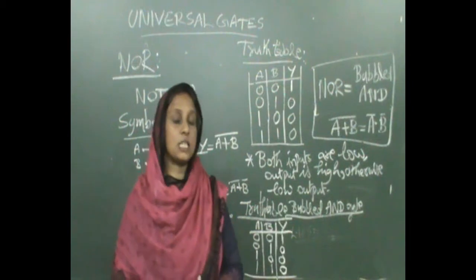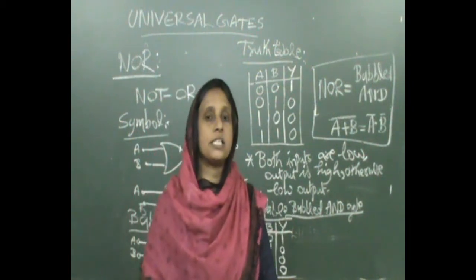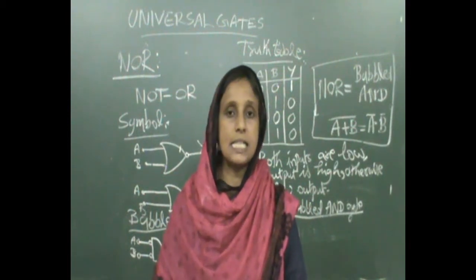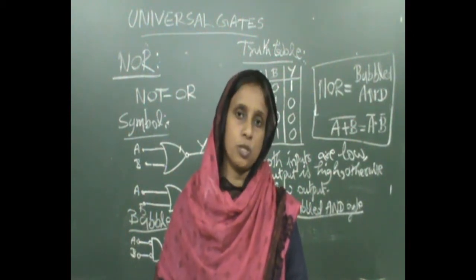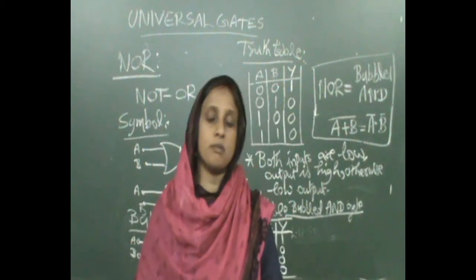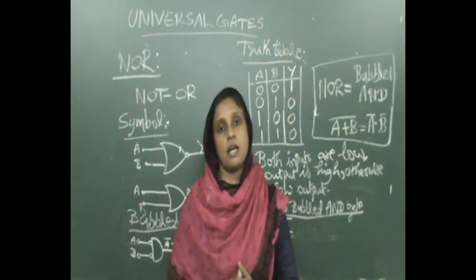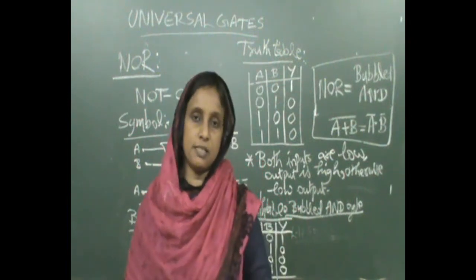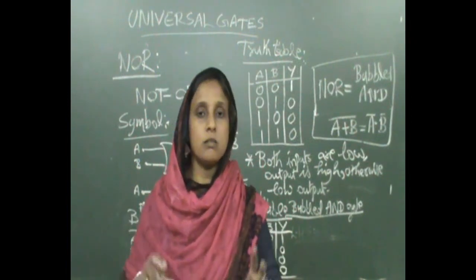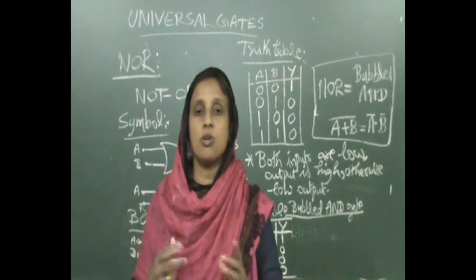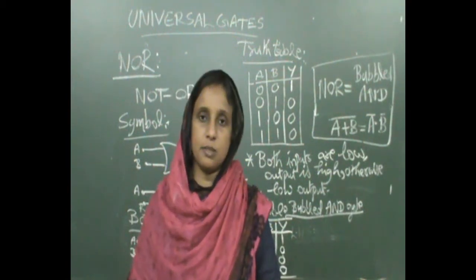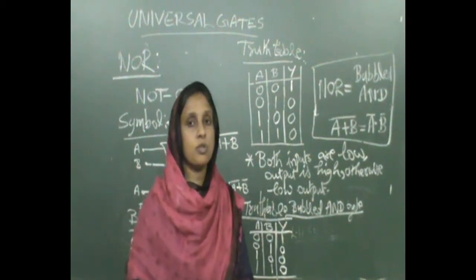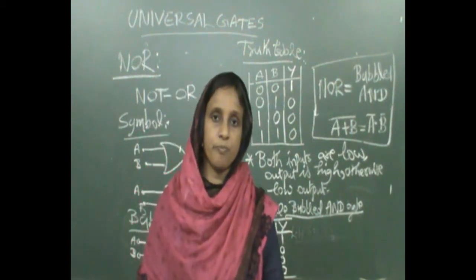Now, the TTL circuit for the NOR gate is called IC7402. It is actually a 14-pin IC. As usual, its 7th pin is grounded and 14th pin is power supply VCC. Then there are 4 NOR gates in that IC. This is the TTL circuit of this NOR gate.